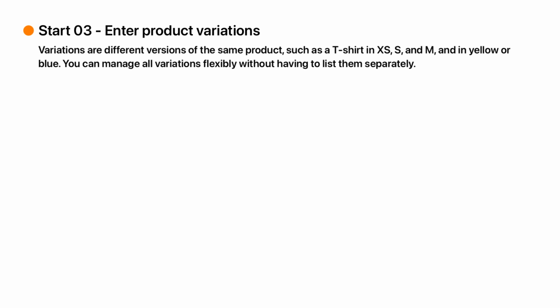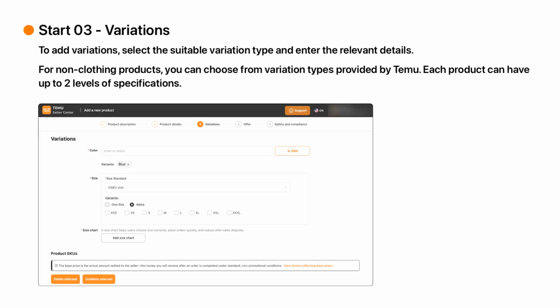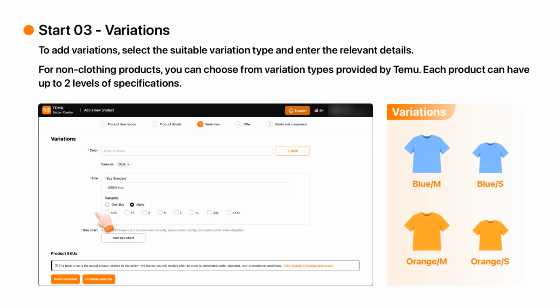Step 3. Enter product variations. Variations are different versions of the same product, such as a t-shirt in XS, S, and M, and in yellow or blue. You can manage all variations flexibly without having to list them separately. To add variations, select the suitable variation type and enter the relevant details.